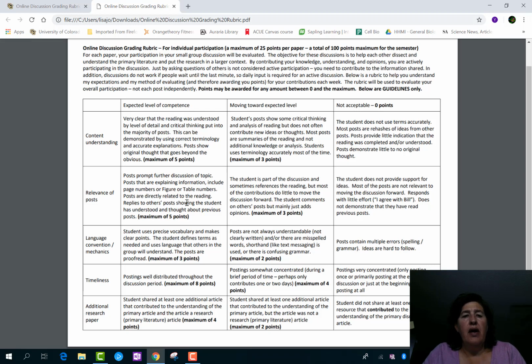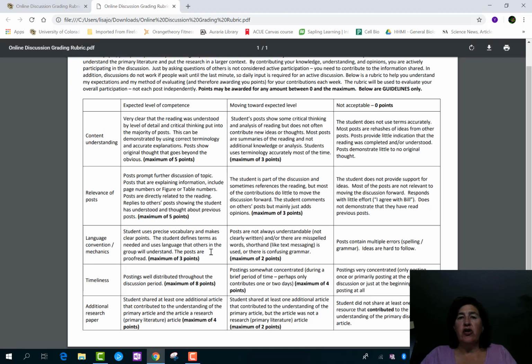Thought-provoking, right? A discussion is like we're sitting around and talking about this paper, but we get to do it in our PJs or whatever, or with a glass of beer, right? Language, conventions, and mechanics: use correct vocabulary.